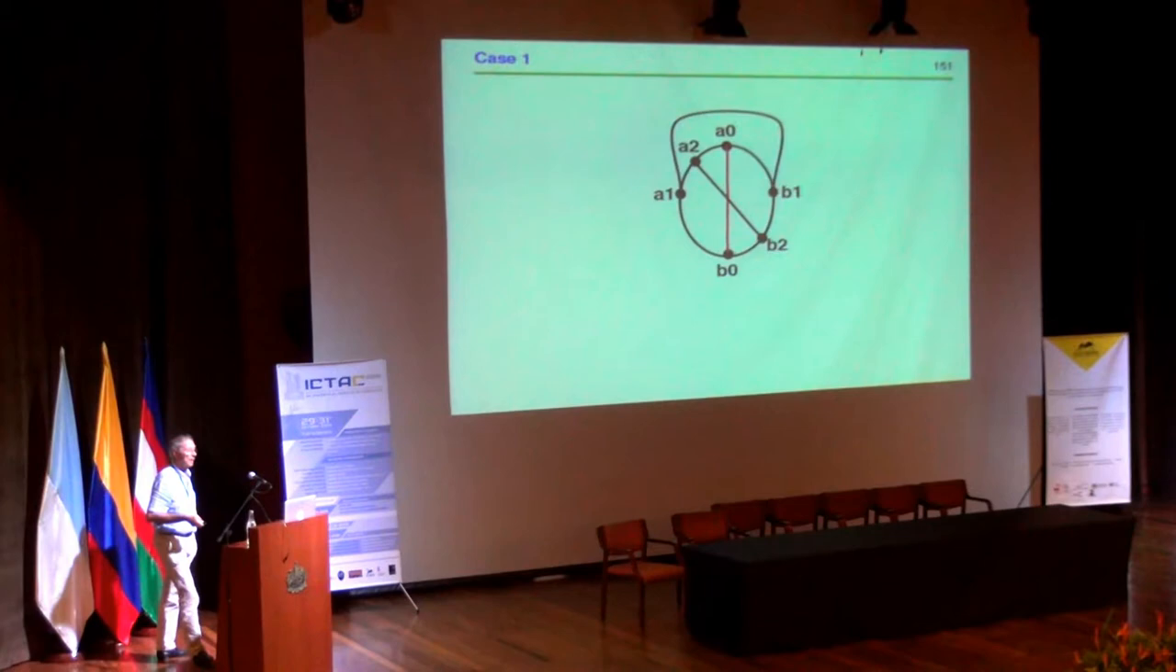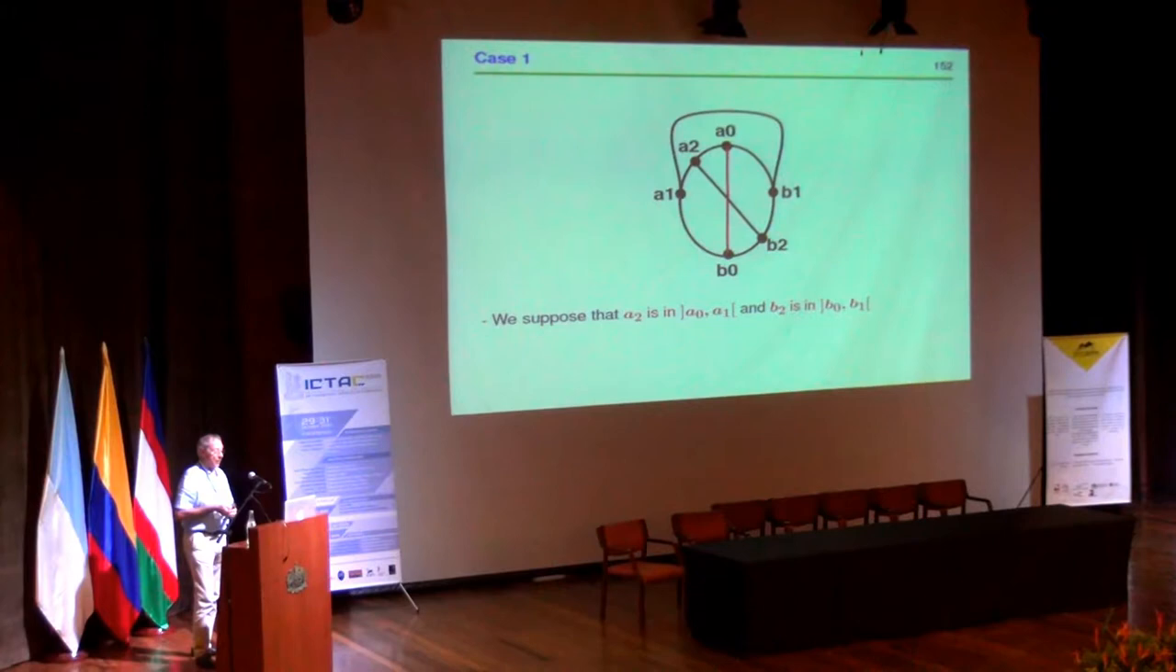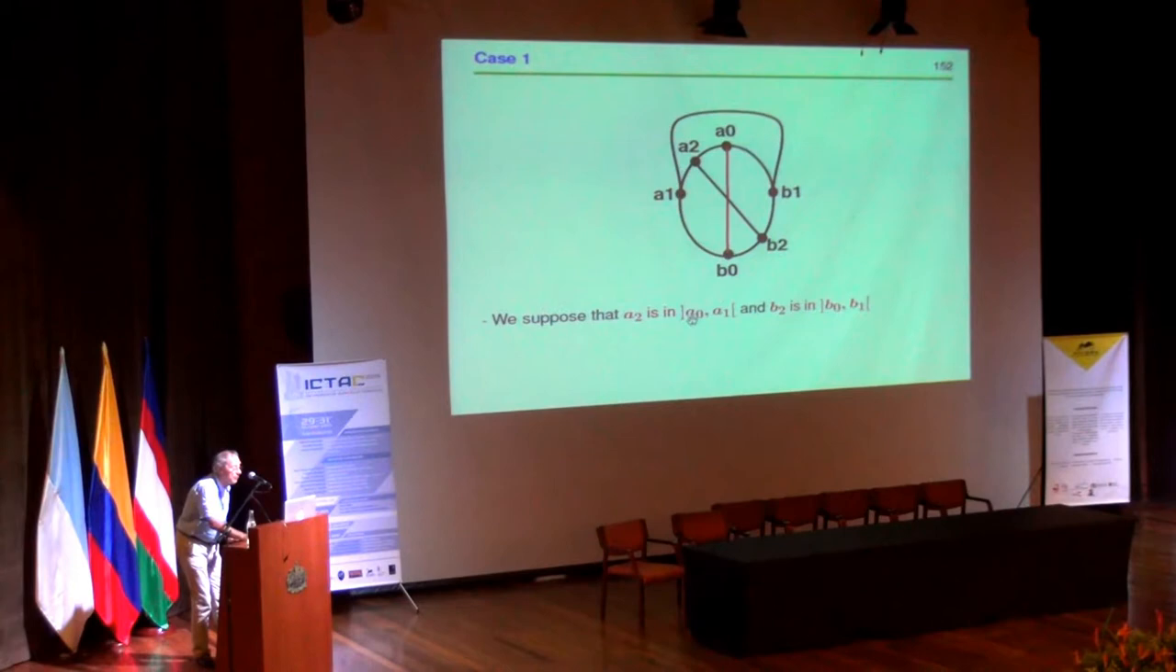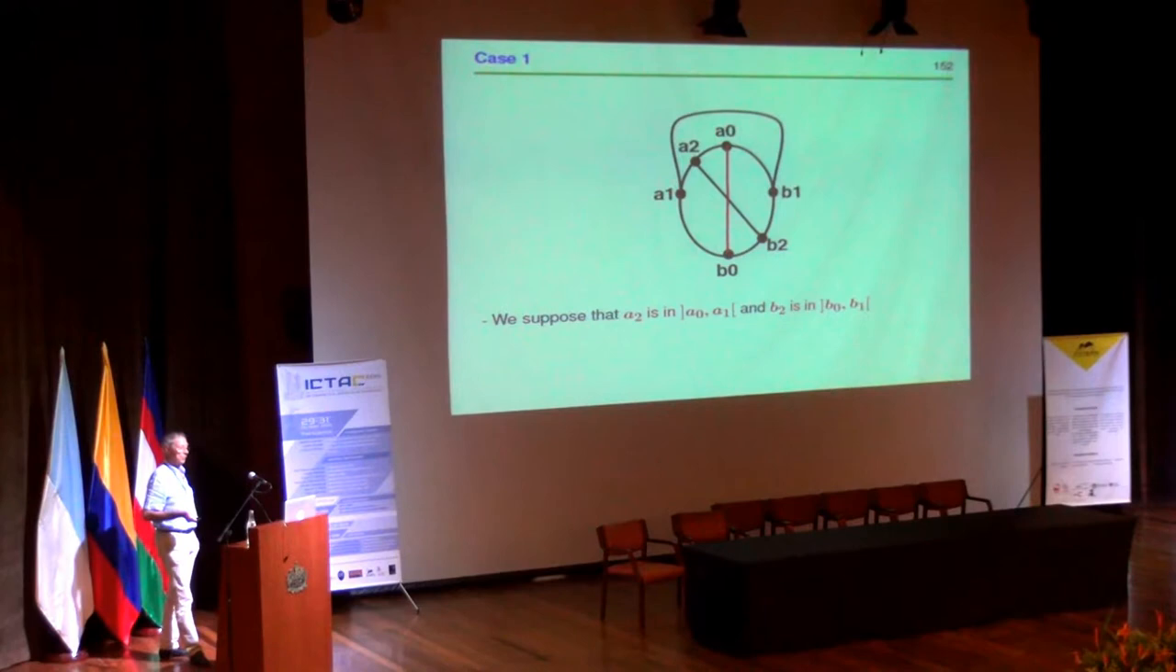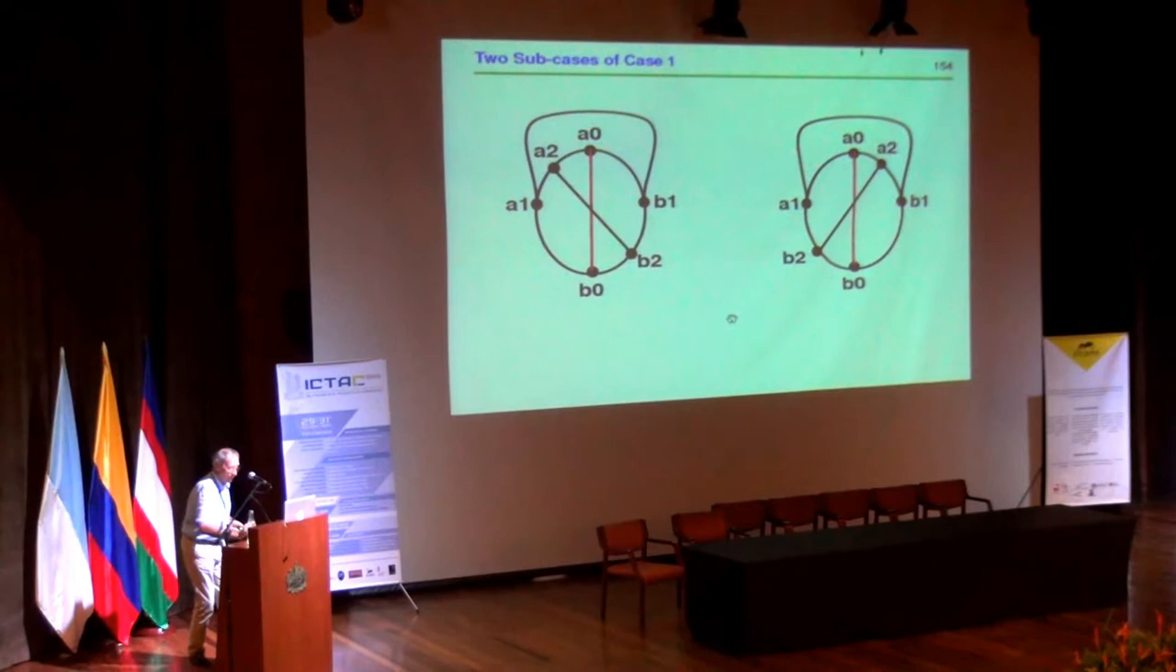So case one, we suppose that A2 is in this part, but not on A0 and A1, and B2 is in this part, and not on B0 and B1. So we clearly have, after the intersection axioms, an intersection here, and K3 is characterized by these two sets.